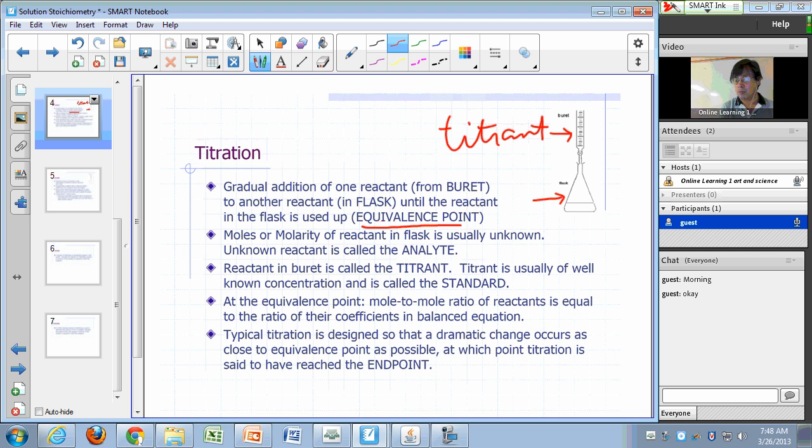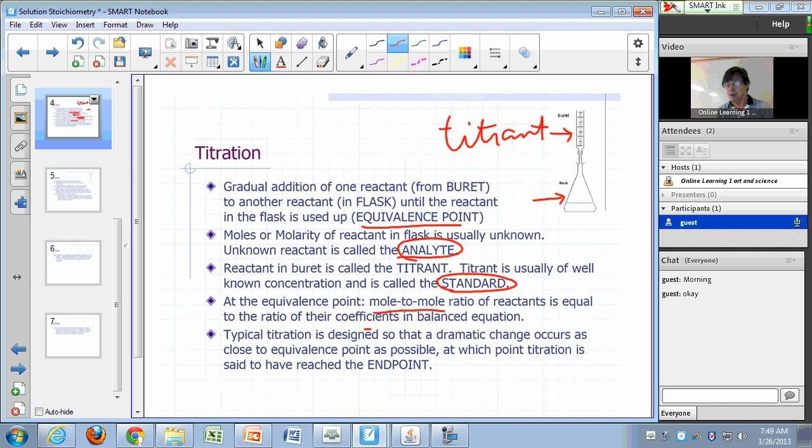At the equivalence point, we say that the mole-to-mole ratio of the reactants would be equal to the ratio of their coefficients in the balanced equation. One of these two reactants, you know very accurately the amount of to begin with, and so the goal is to determine the amount of the unknown reactant, the other reactant, which you would call the analyte. The known reactant, that means the reactant with a known concentration, is called the standard. Typically, we said that the titrant is the standard.